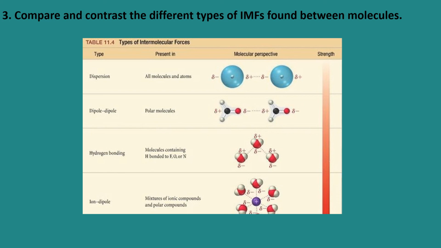The dispersion forces exist between all molecules and atoms, while dipole-dipole exists only between polar molecules like water and alcohol. Hydrogen bonding occurs in molecules containing hydrogen bonded to fluorine, oxygen, or nitrogen. So you should remember that description. The ion-dipole is a mixture of ionic compounds and polar compounds. So when you mix water molecules and salt, they will form the ion-dipole intermolecular forces.